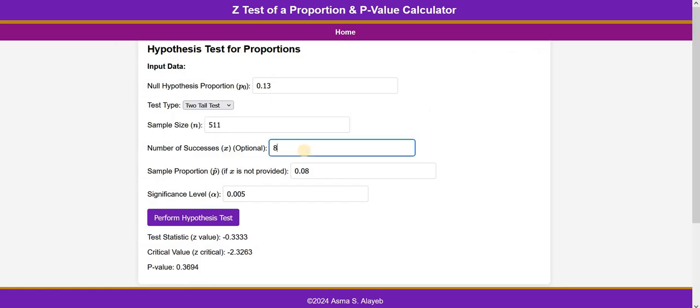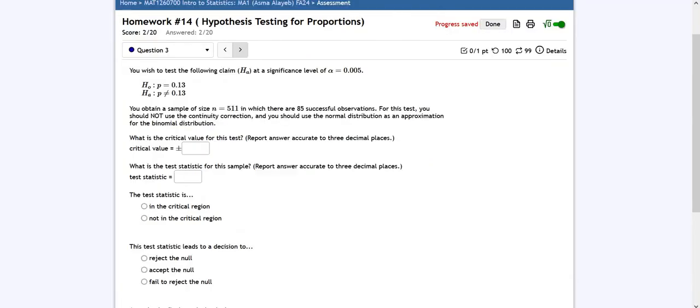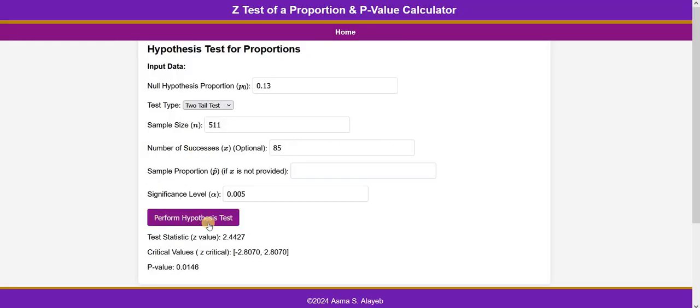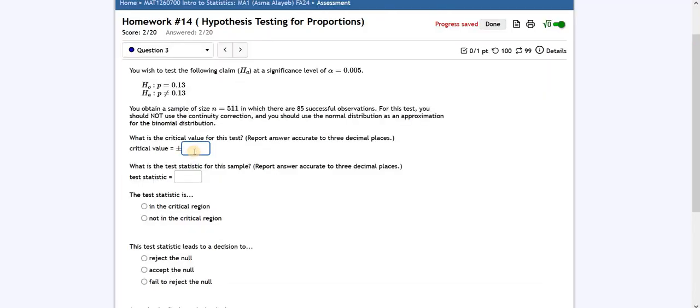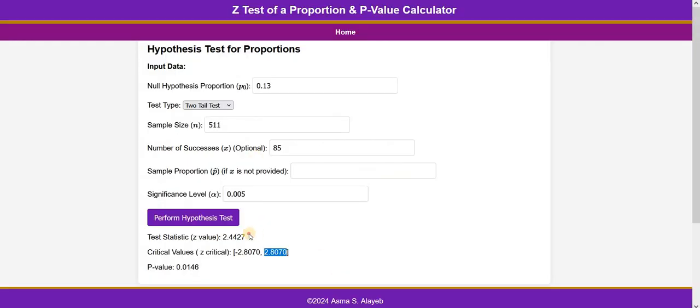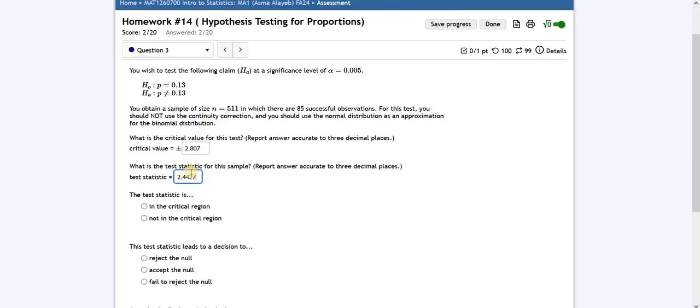So with 85 successes, I do not have p-hat. I don't need it because x was given to me. Now I need to find the critical values. As you can see here, we have two critical values. So I'm just going to copy the positive one since I have positive and negative in the question itself. It says round to 3 decimals, so I'm just going to round it. And then the test statistic should be this number right here. I'll paste it and round that to 3 decimals.